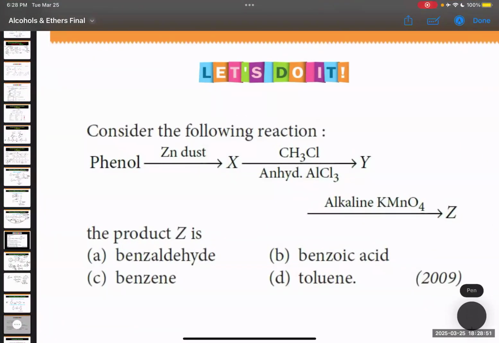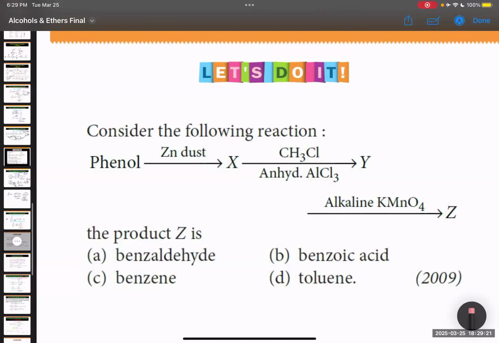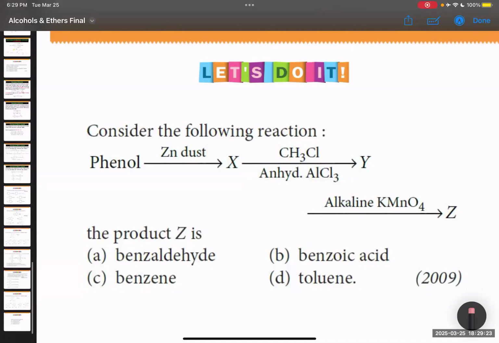Phenol is there, zinc dust. Then you react it with CH3Cl and AlCl3, and you heat the product Y with alkaline KMnO4. So you can tell me quickly what is going to be the answer.